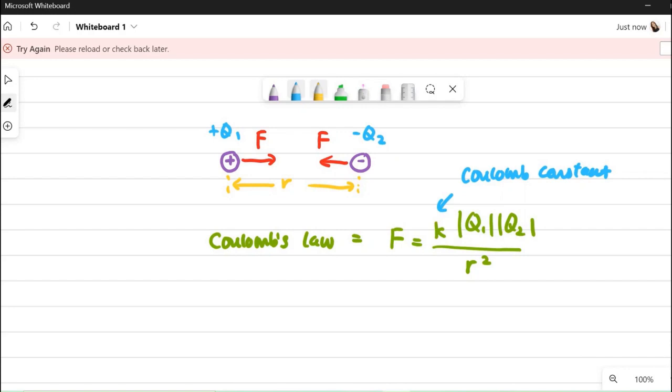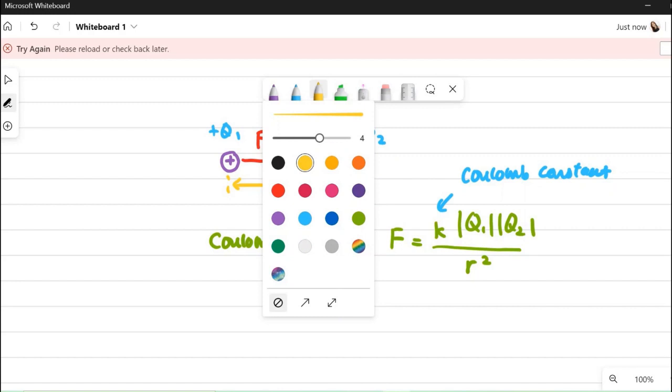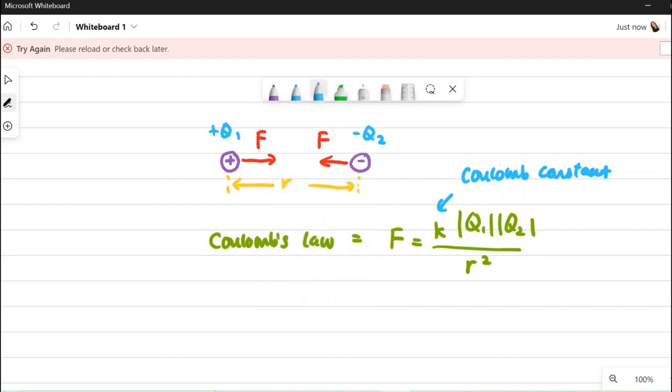We also know that surrounding the force, there is an electric field surrounding the charges. For a positive charge, the electric field is directed outward, and for a negative charge, the electric field is directed inward. The lines I draw here are called electric field lines.